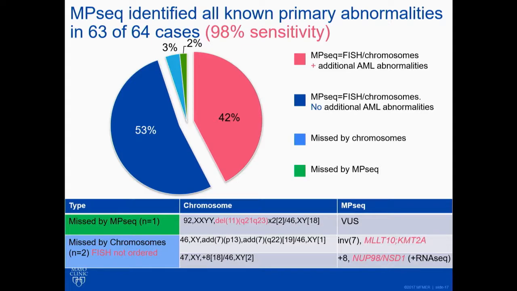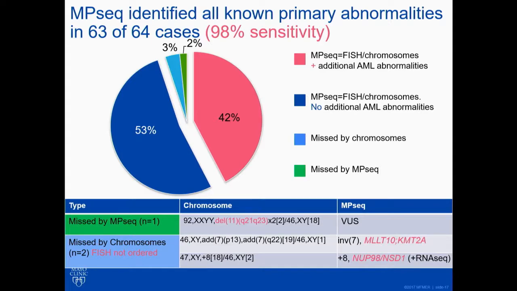What was also interesting was when the physician only ordered chromosomes and not FISH, we were actually able to identify abnormalities on MPseq that were not appreciated on chromosomes. And on the bottom indicates a case that was interpreted as a deletion of 7q, but in fact, there was an inversion 7 and an MLLT10 KMT2A rearrangement that would have been picked up had the clinician ordered the FISH assay, but they only ordered chromosomes.